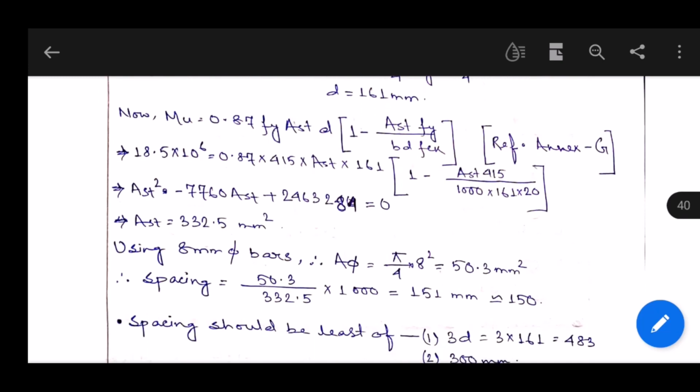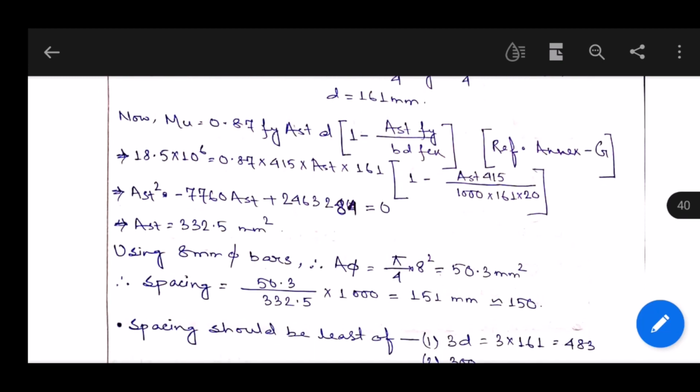So now using 8 mm dia bars, the area of cross section of one bar is pi by 4 into d square, that means pi by 4 into 8 square, where d here is the diameter of bar, that is equals to 50.3 mm square. So spacing will be equals to 50.3 by 332.5, that is Ast, into 1000, that is equals to 151 mm, or we may use the spacing 150 mm.